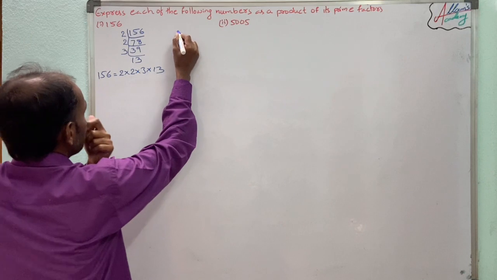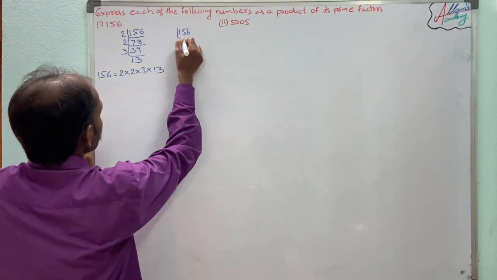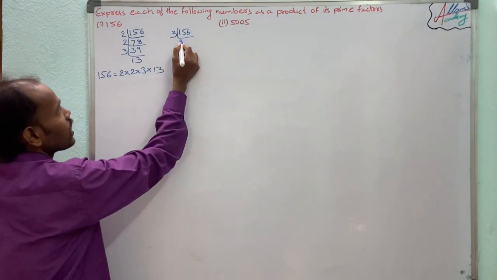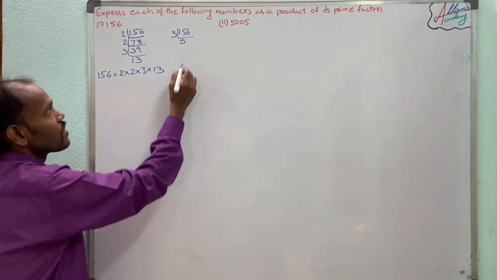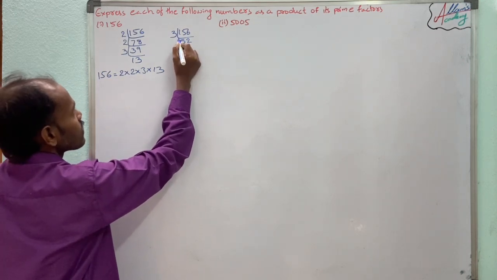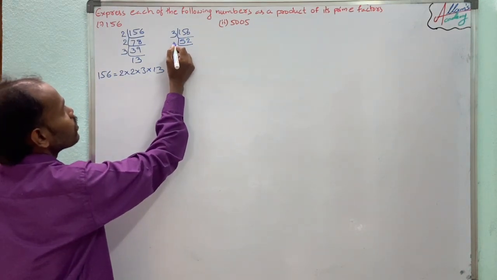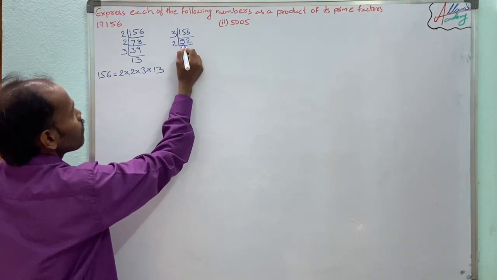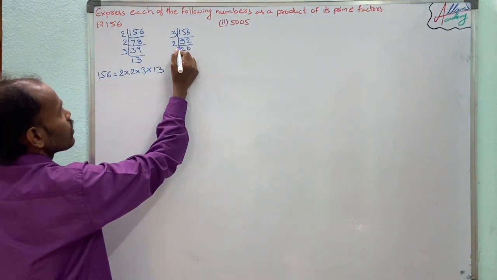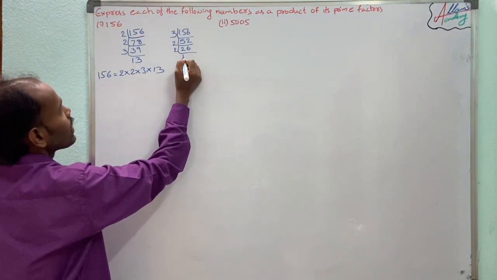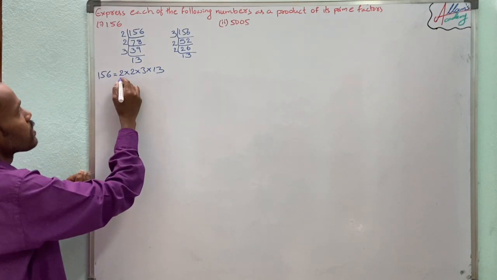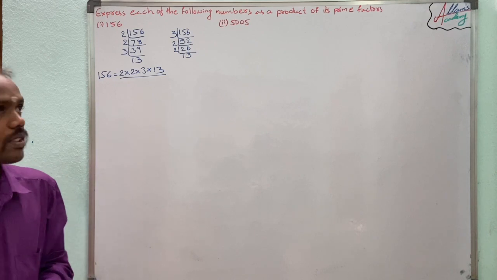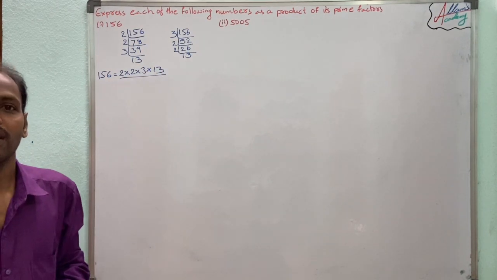If we do it in this manner also, 156, it will go in the 3 table also. 3 fives are 15, 3 twos are 6. Now 52, it will go in the 2 table, 2 twos are 4, 2 sixes are 12. Now 2 thirteens are 26. So here also observe the same digits come, but the order is changed. In any manner we do it, it is not a problem.